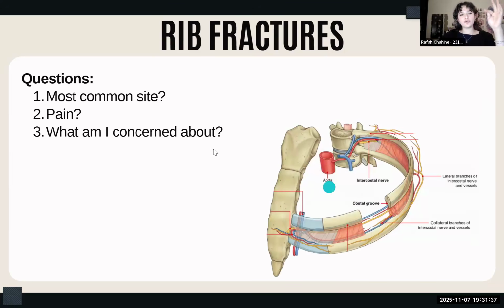Fine. Now I have a question for you. What is the most common site of rib fractures? Angle. Okay, then do these patients feel any pain? Yes. Do you guys know where that pain could be felt, or where it is going to originate from? Upper limbs? Okay. Chest wall? Okay. Good guesses. And is there something that I'm concerned about when it comes to rib fractures? Lungs. Okay. Lung puncture. Exactly.